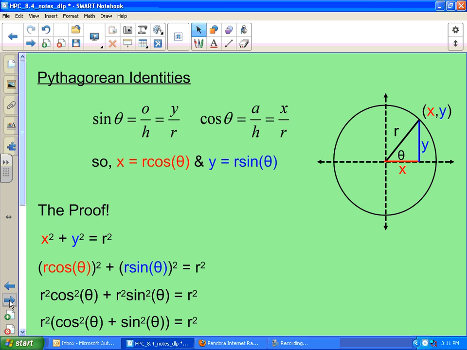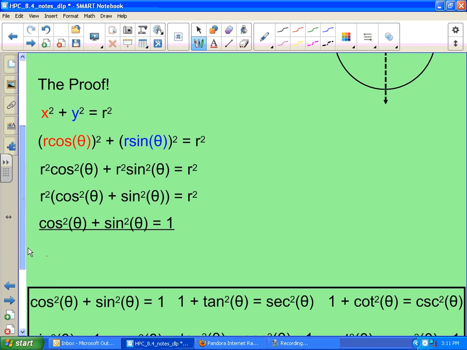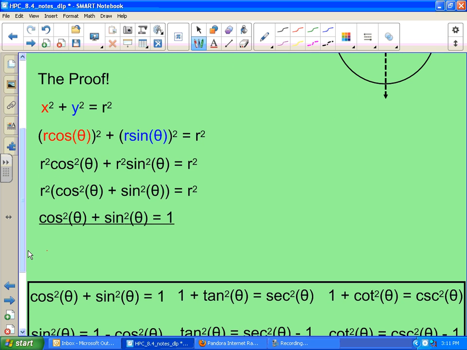And so we've already taken a look at sine is equal to y over r, and cosine is equal to x over r. Well, if I solve each of those respectively for y and x, I would get that x is equal to r cosine theta, and that y is equal to r sine theta. Then, if we took Pythagorean, x squared plus y squared equals r squared, and we simply substituted our r cosine theta in for x, and our r sine theta in for y, then we would get the second line of the proof for our Pythagorean identity.